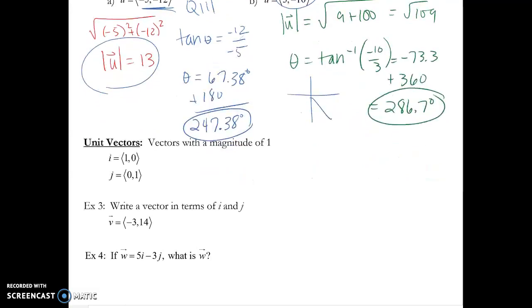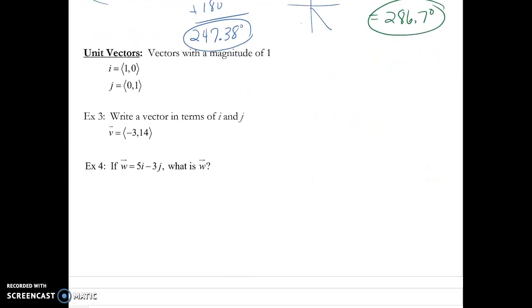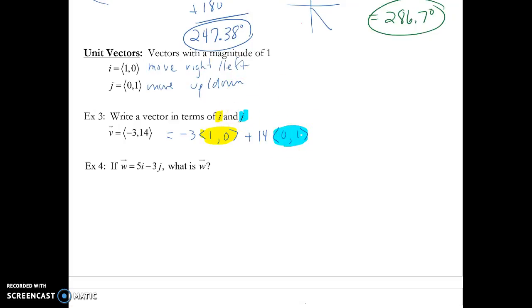All right, in this part at the bottom of the page, we are talking about unit vectors. And think of unit vectors as a way of describing how many steps you move to the right or left and how much you move up or down. So if I were to take a look at this vector v in example 3, I move left 3 and up 14. So I could describe this as -3 times my horizontal movement plus 14 times my vertical movement. And since a movement horizontally is equal to i and a movement vertically is equal to j, I would simply describe this as -3i plus 14j.